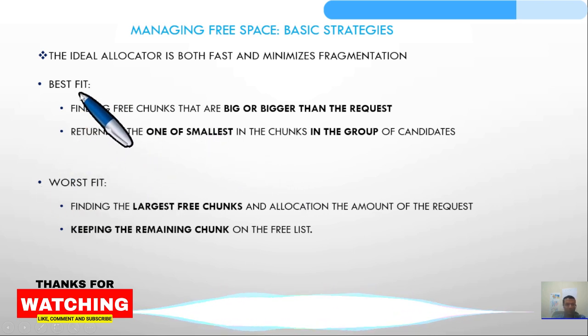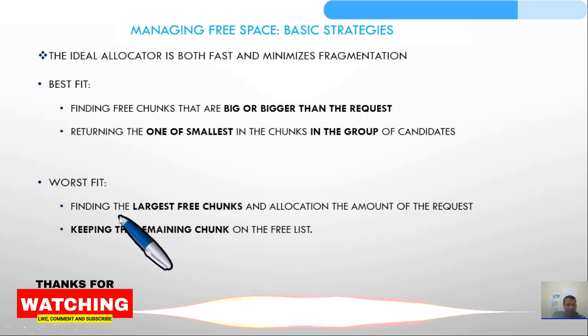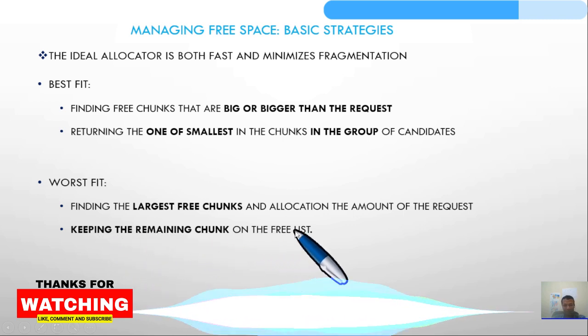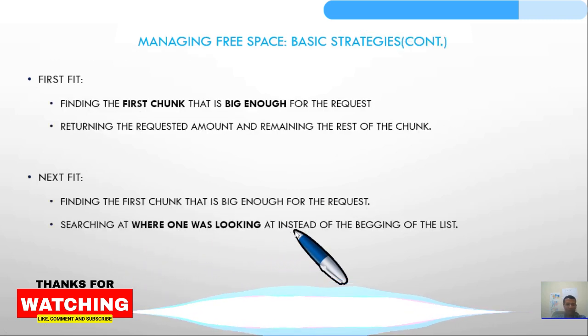The opposite of best fit is worst fit. This finds the largest free chunk and allocates the amount of the request. So this will assign the largest free chunk and allocate the amount of the request, keeping the remaining chunk on the free list. This is the worst fit.